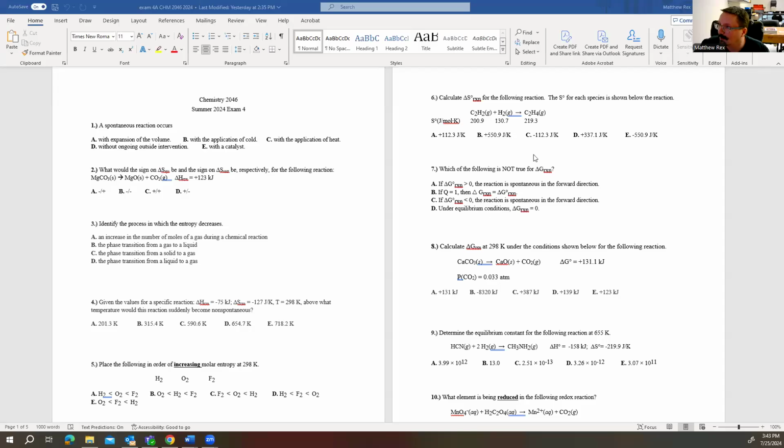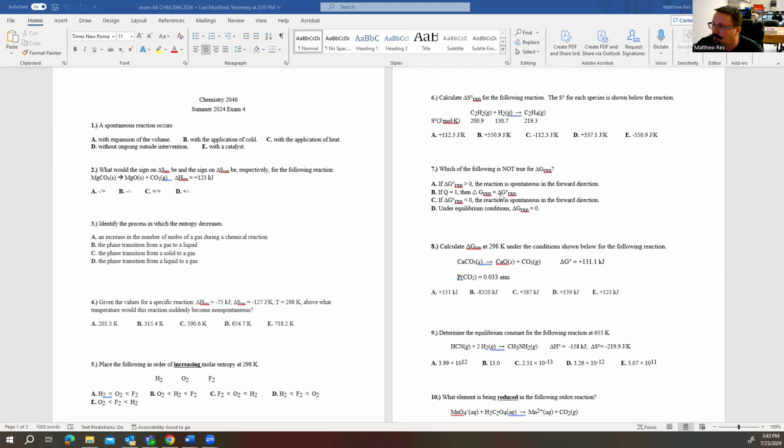Which of the following is not true for delta G? If delta G is greater than 0, the reaction is spontaneous in the forward reaction. No. As written, if the reaction is spontaneous, we should have a delta G that's negative, so it should be less than 0. That's not true.